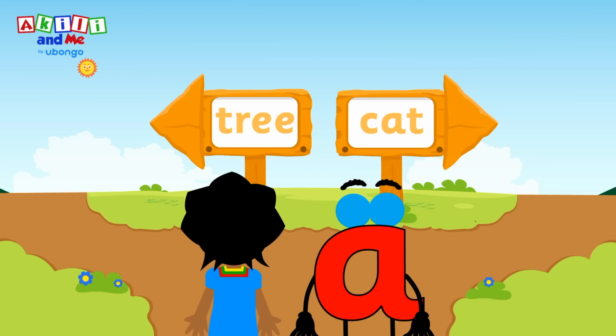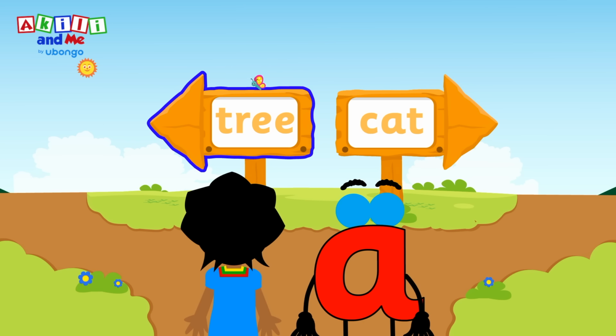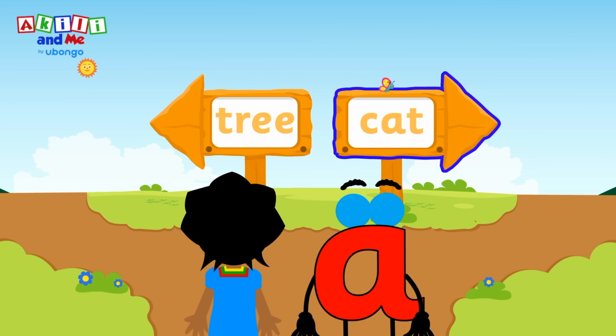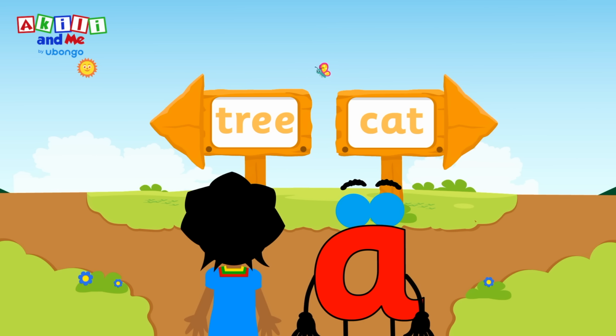We must choose the path that has the word with the ah sound. Should we go down the tree path or the cat path? Let's choose the path with the ah sound in the name. So is it tree path or cat path? Cat! Yes! Cat has the ah sound.